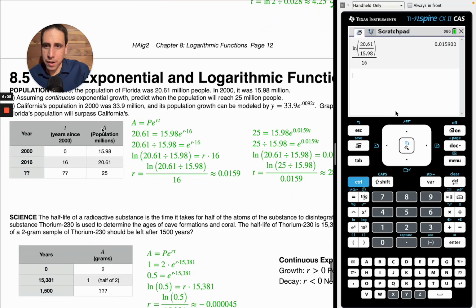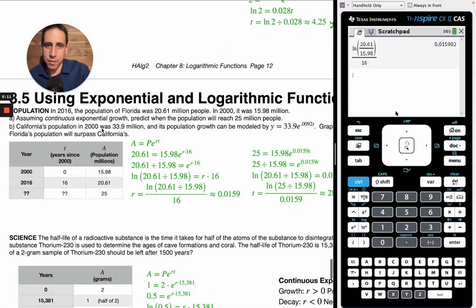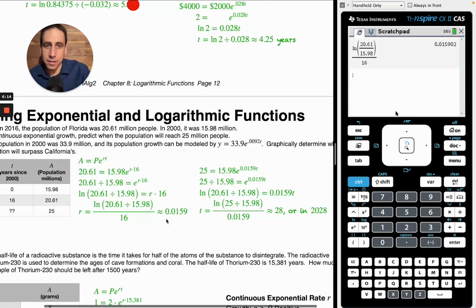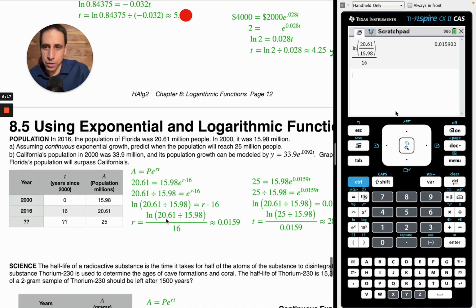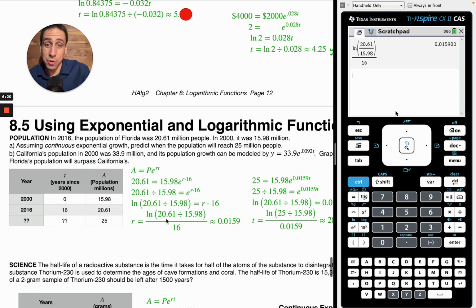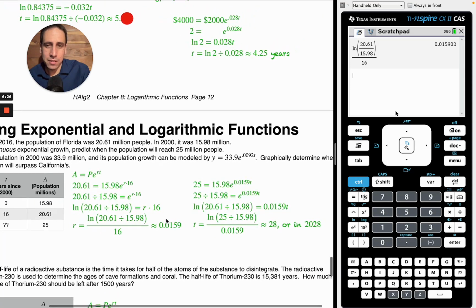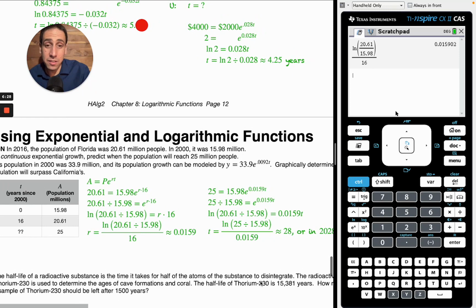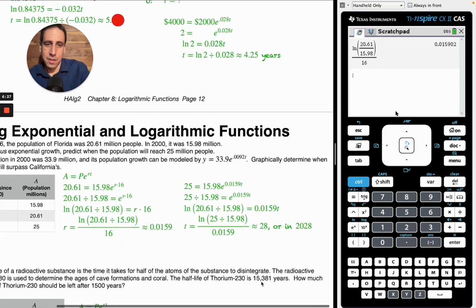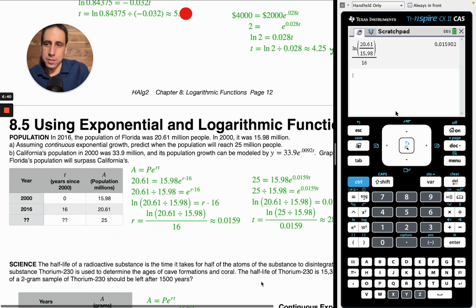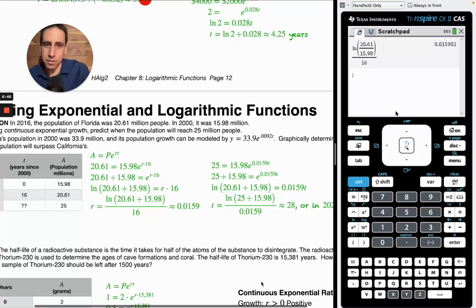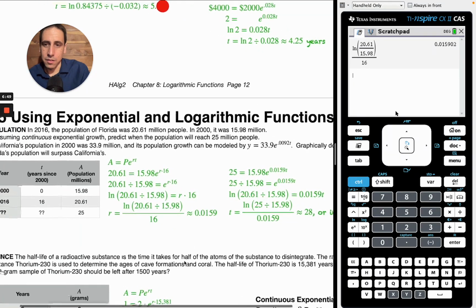Science. The half-life of a radioactive substance is the time it takes for half of all the atoms in the substance to disintegrate. The radioactive substance thorium-230 is used to determine the ages of cave formations and coral. The half-life of thorium-230 is 15,381 years. So that means that this unstable element will decay at a very slow rate, and it'll take 15,000 years for half of it to turn into something else. And how much of a 2-gram sample of thorium-230 should be left after 1,500 years? So let's use a PERT.